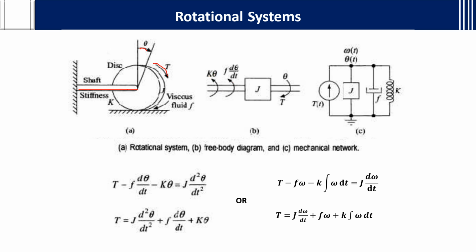Here k theta and f into d theta by dt. Why? Because for the damper we will write d theta by dt, and for the spring it is k theta. Okay, this is the mechanical network. You just check it out.